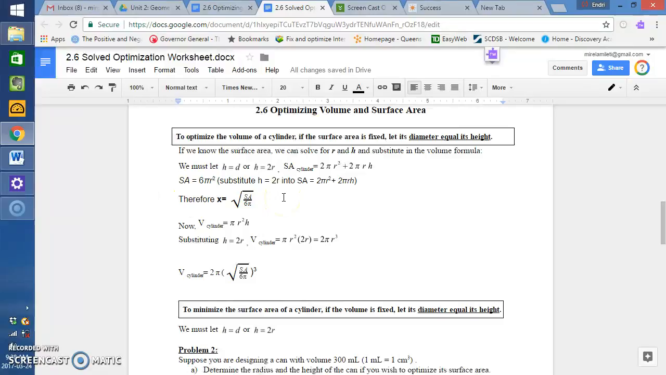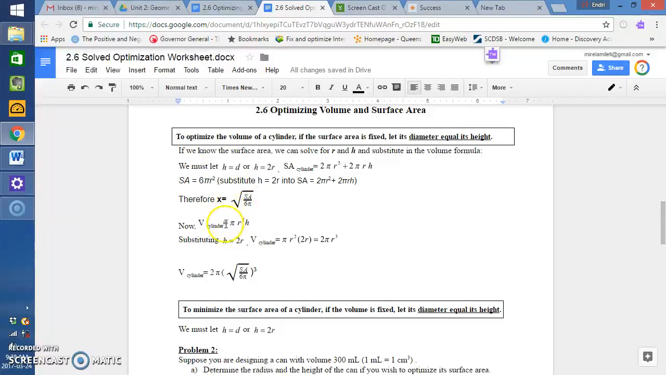Therefore, x equals the square root of surface area over 6 pi. Now, with x, we're assigning the radius. So, the radius is the square root of surface area over 6 pi.